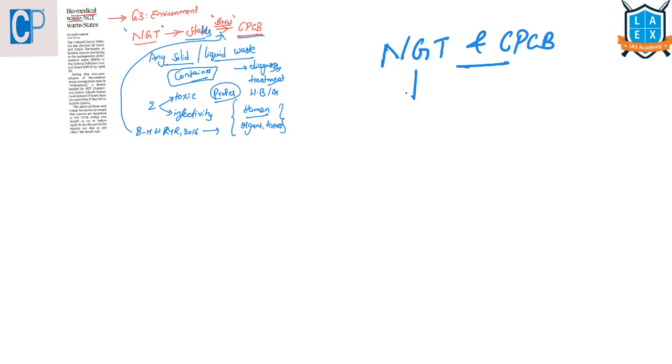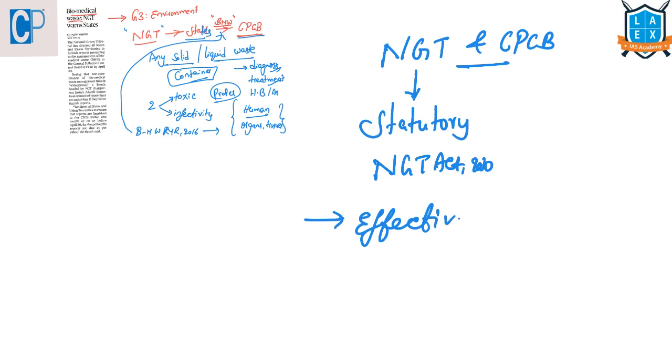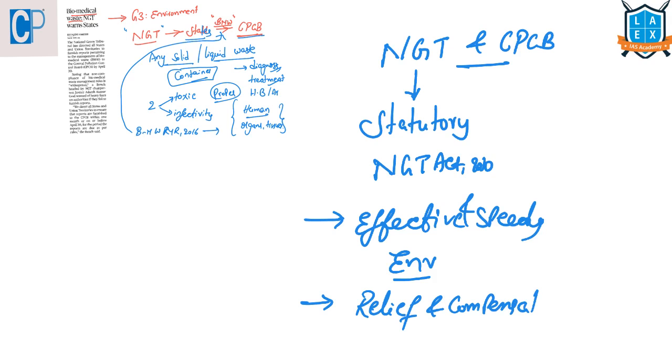This National Green Tribunal is a statutory body that was established by the government notification under the NGT Act of 2010. The objective of this National Green Tribunal is to provide effective and speedy disposal of cases that are related to environmental protection and conservation of forests and other natural resources, including any legal rights that are related to the environment. It is also entrusted with the responsibility of providing relief and compensation for the damages to persons and property with regard to this environment.